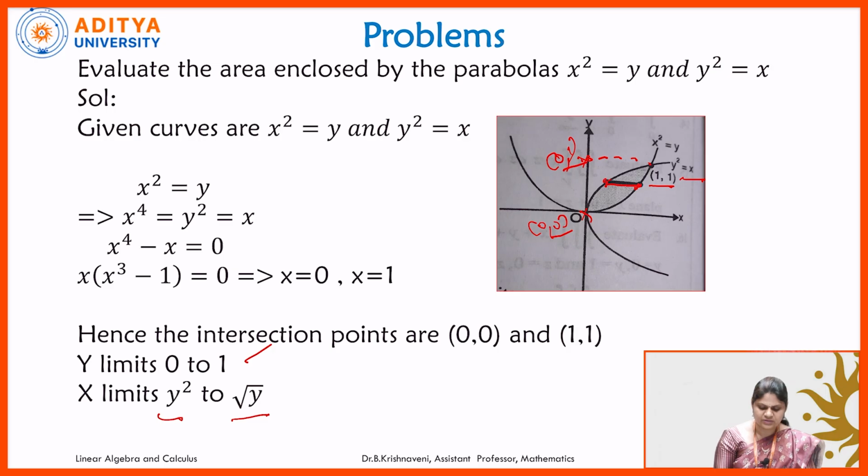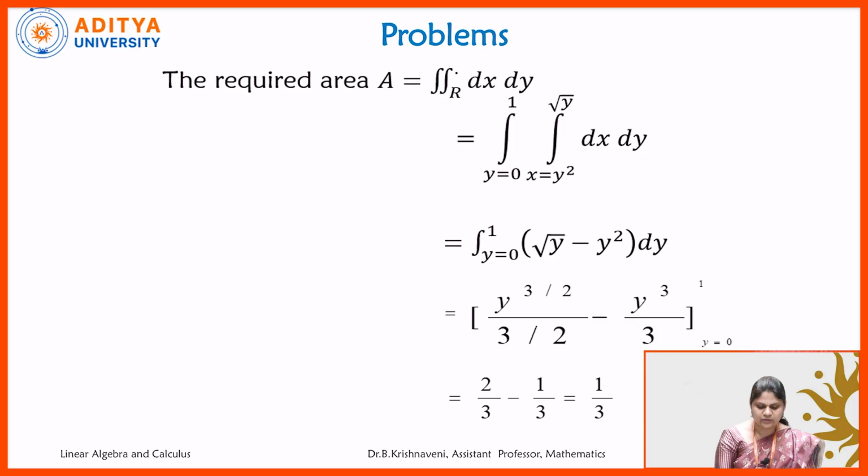Now taking these limits, we need to find the area enclosed by these parabolas, and we know that area is given by the double integral over R dx dy. Here the x limits are from y square to root y and y is from 0 to 1, hence the order must be dx dy, since we have taken a horizontal strip, which gave x limits as variables. Now let's integrate first with respect to x, keeping y constant. The integral of dx is x, substituting the upper limit minus the lower limit, that is root y minus y square. Now we integrate with respect to y between the limits 0 to 1.